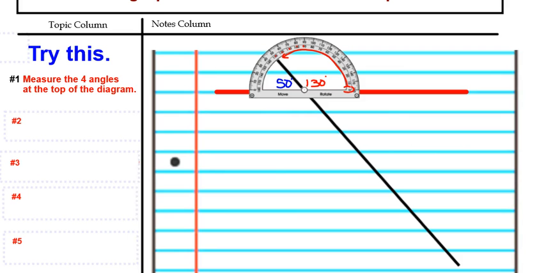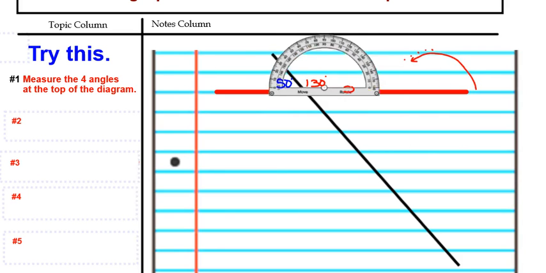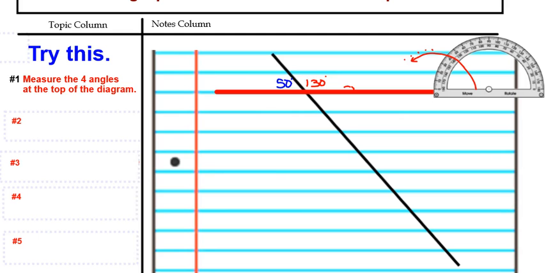Now, if I take my protractor out of there, I can do a couple things. I do know that vertical to this 50 right here, I have the angle on the other side right here. Those two guys are equal to each other. That makes this angle down here 50 degrees. Same on the other side. Vertical to the 130, I have this angle on this side, and those guys are equal to each other, so that also is 130 degrees.